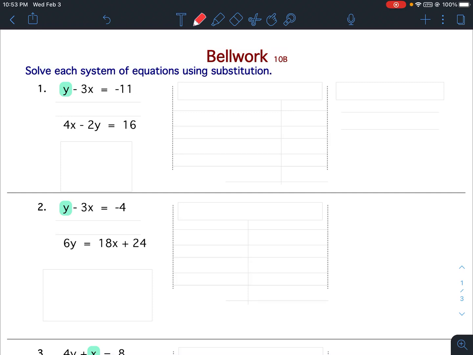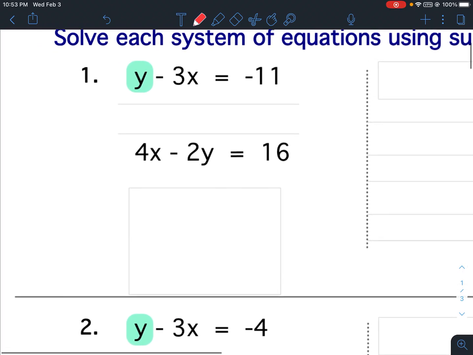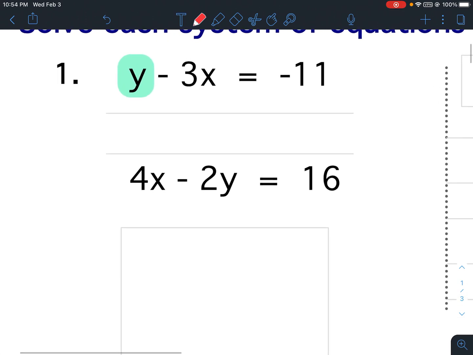Bellwork 10b, question number 1. The easiest variable to solve for is the top y. It's the only one that has a positive 1 coefficient. So to isolate y, I need to add 3x to both sides.